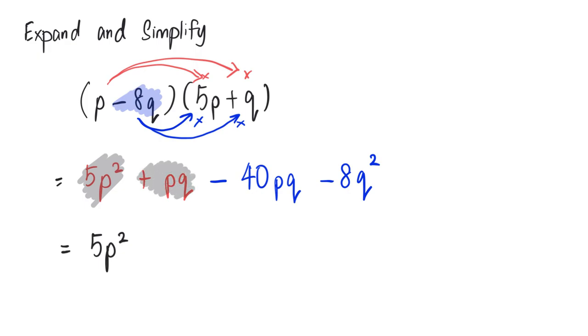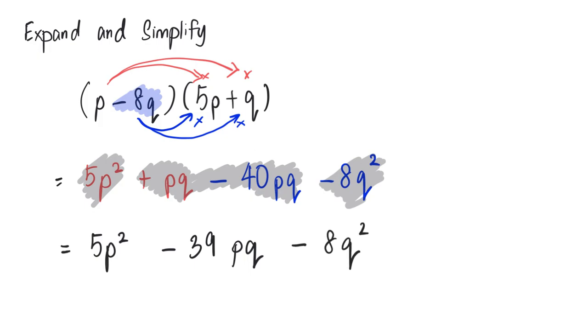positive 1pq minus 40pq. I will get negative 39pq. And the last part, I will have negative 8q squared. And we are done with this question. Let's move on to the next question.